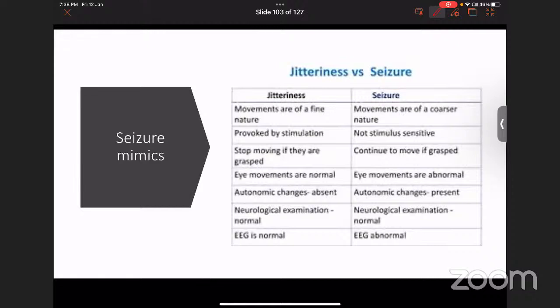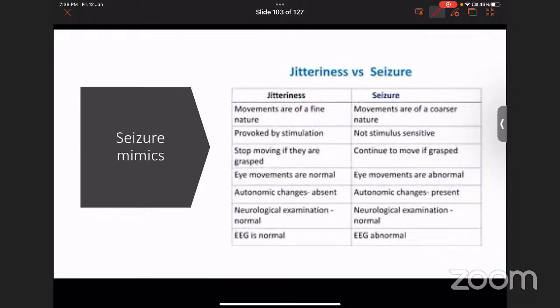Another important point in the flow chart, in the initial stage itself, I told you, you have to separate jitteriness from true seizure. You have to define whether it's a true seizure. If there is any seizure with an EEG correlate, or there is no clinical manifestation but when you do an EEG you find some EEG correlate of seizure, then you have to treat that seizure.